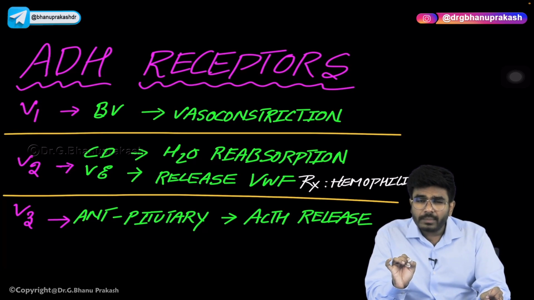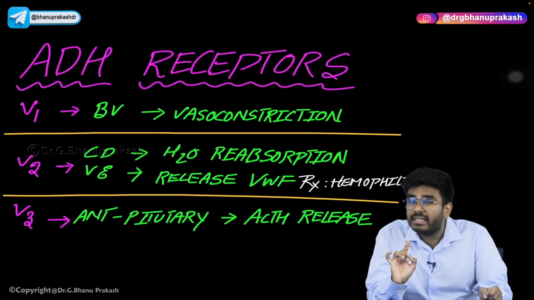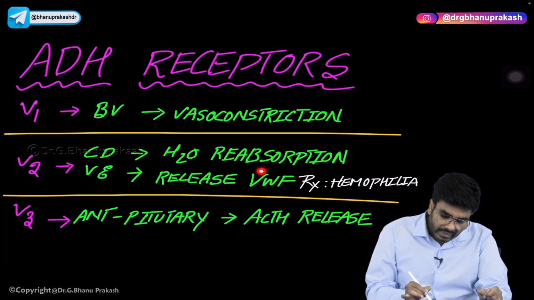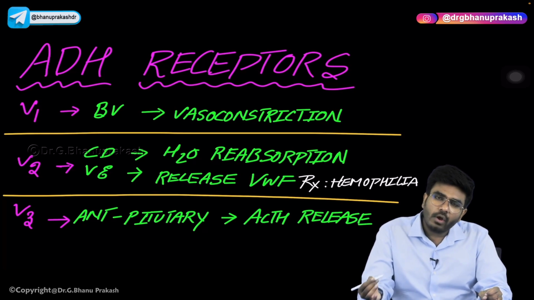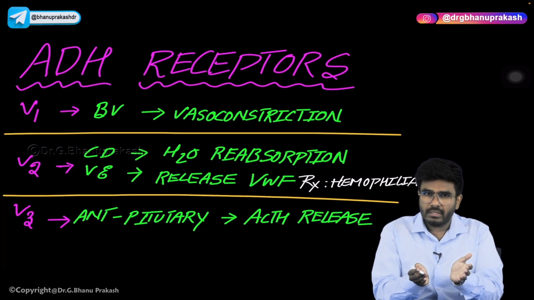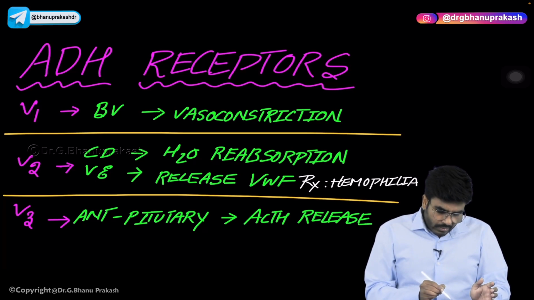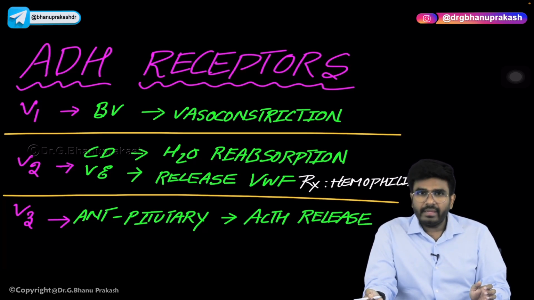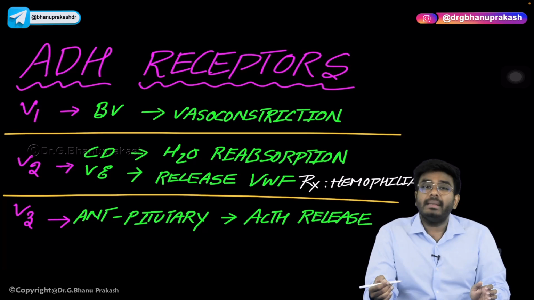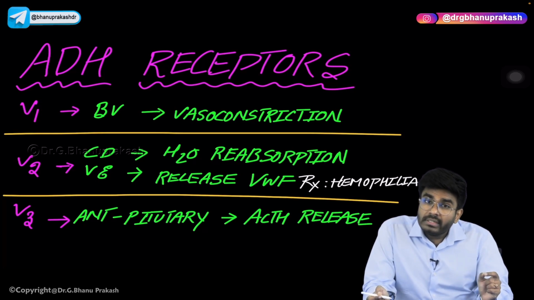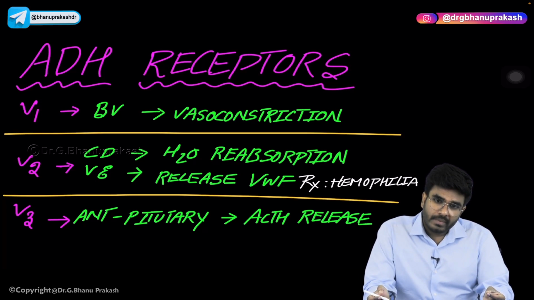Now whenever the V2 receptors present on the vascular endothelial cells are stimulated, these vascular endothelial cells will release von Willebrand factor. Now what is von Willebrand factor? Von Willebrand factor is something which helps in platelet adhesion, platelet aggregation and clot formation. So think like this, there is a patient who has bleeding problems, a bleeding disorder. He is simply bleeding. Now how to treat his bleeding disorder?